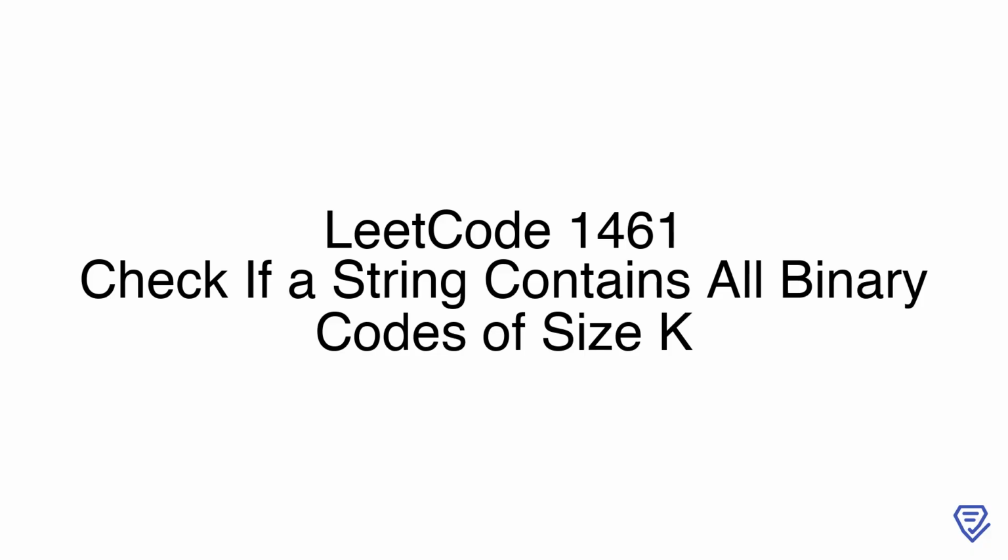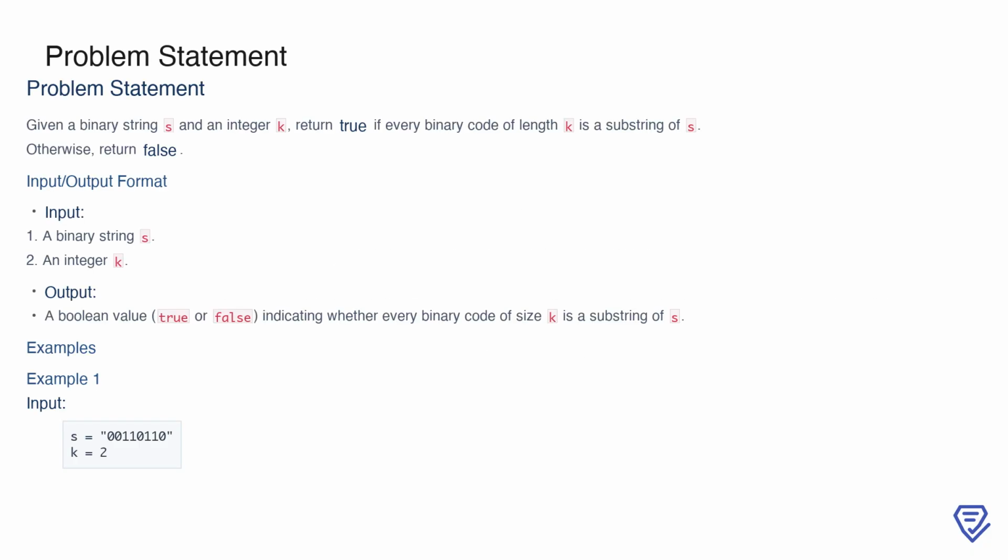Let's get started. In this problem, we are given a binary string s and an integer k. The task is to determine whether all possible binary codes of length k can be found as substrings within the string s. If all such binary codes are present, the function should return true. Otherwise, it should return false.